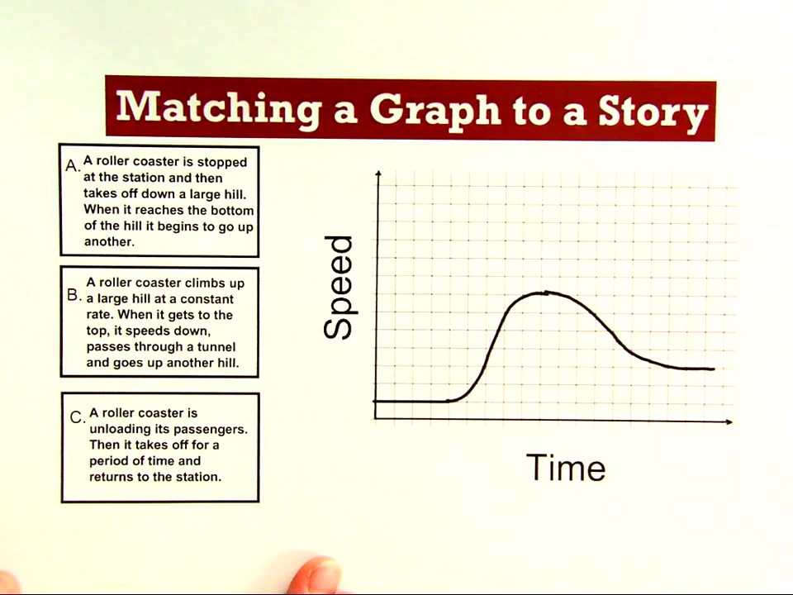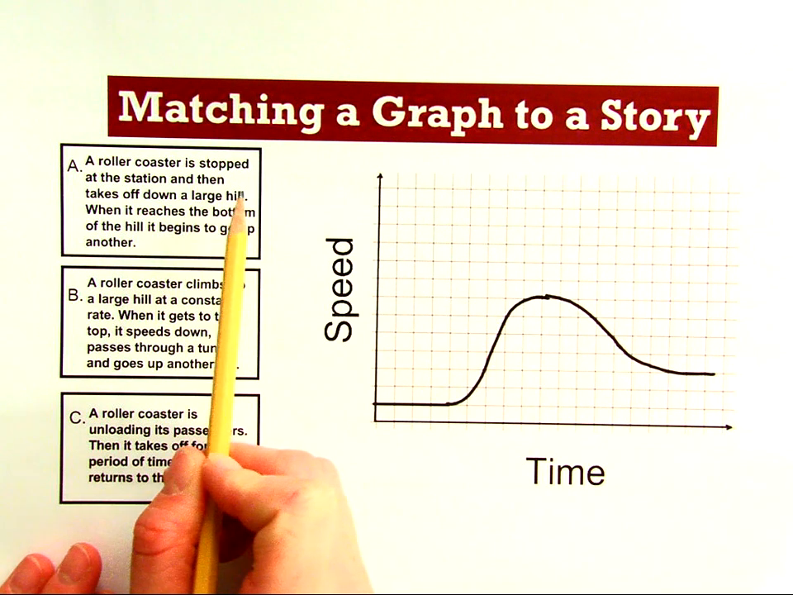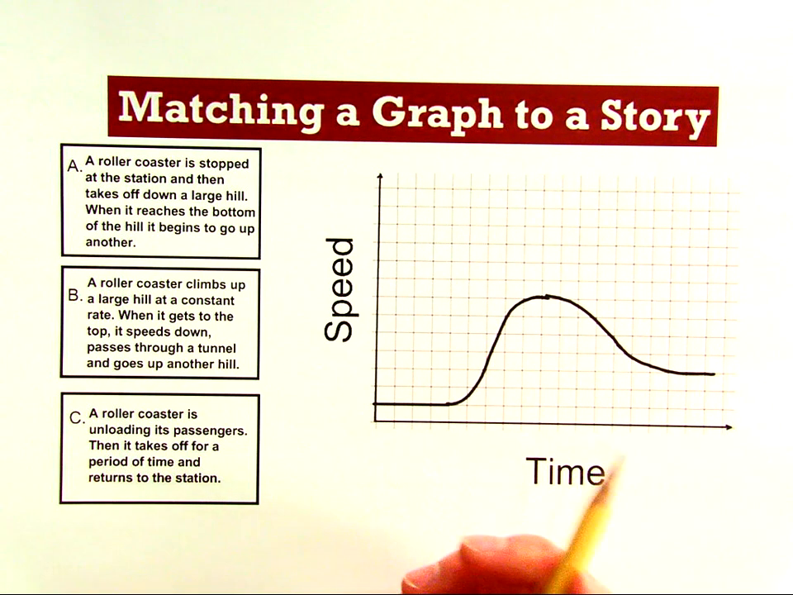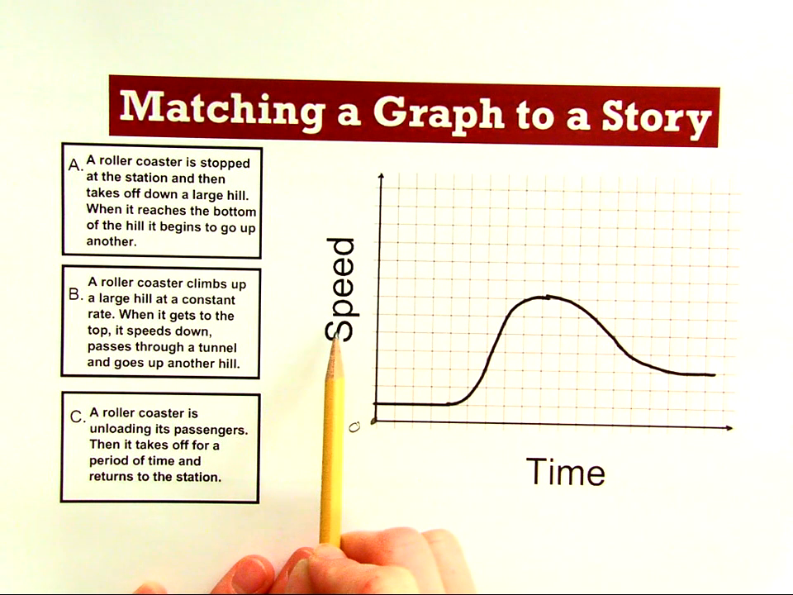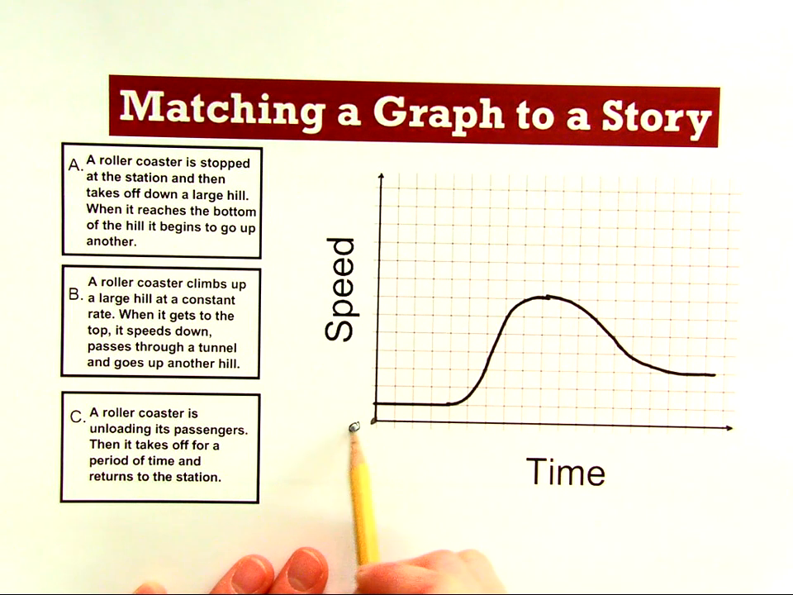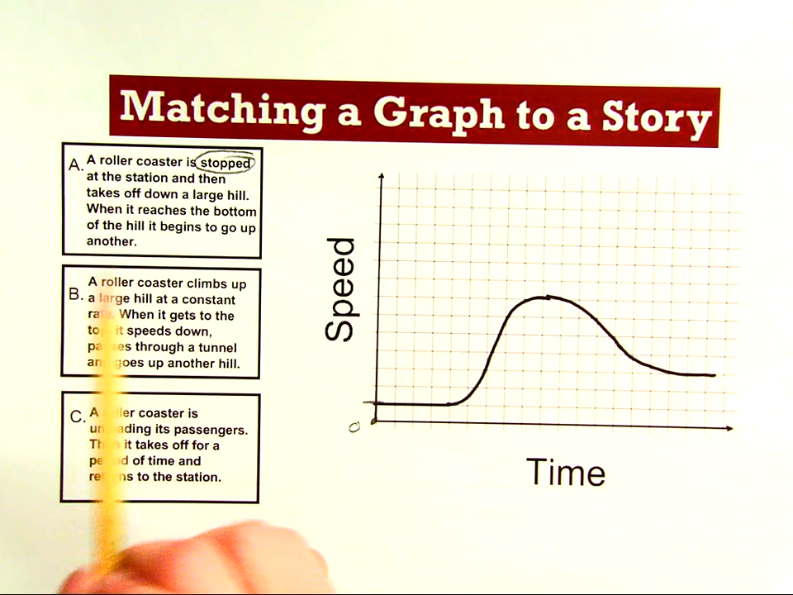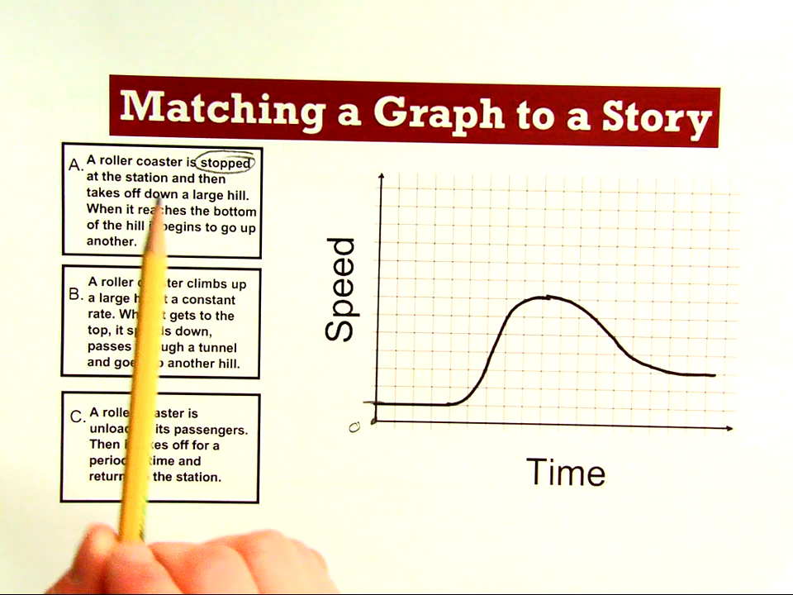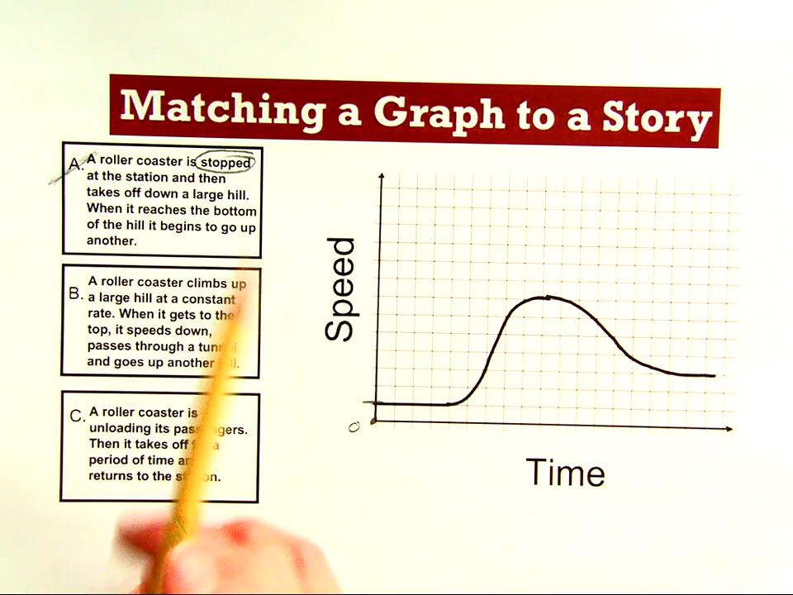Okay, if we look at our options here, A: a roller coaster is stopped at a station and then takes off down a large hill. One thing that's tricky about this graph is that 0 is right here, and we're talking about speed this time, not distance. So is my speed at 0 in the graph? No, it's starting at some speed. The fact that this story says I was stopped at the beginning makes me think it's not going to work out. So I'm going to cross that one off. We can come back and look at other details, but right there, I think it's probably not right.